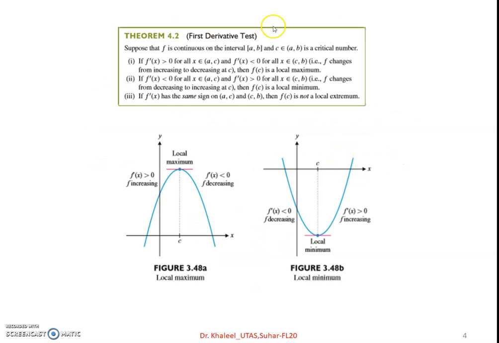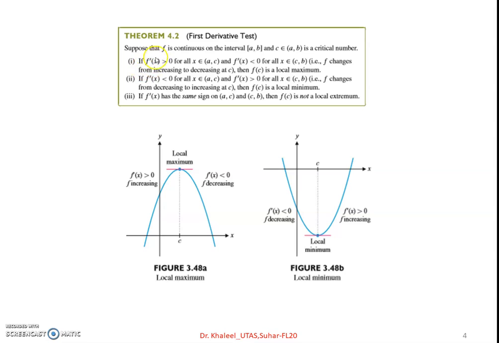A very important one is the first derivative test. What it says is that if you know the intervals of increasing and decreasing, then we will be able to find the local maximum and local minimum.